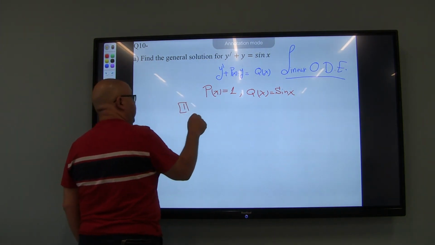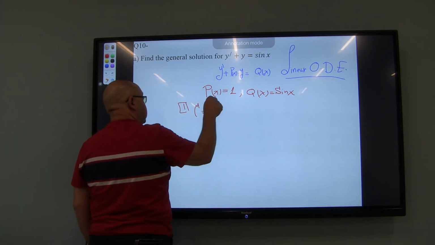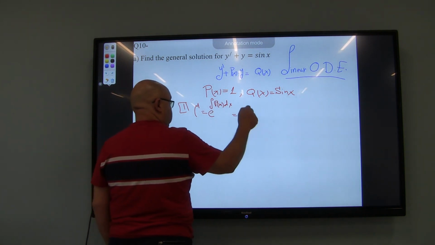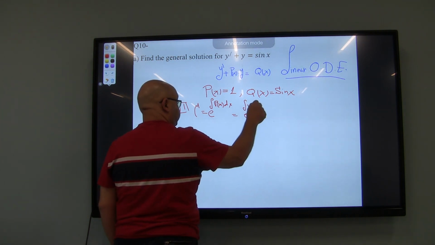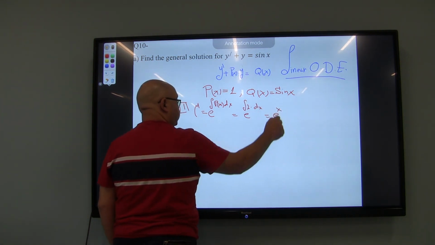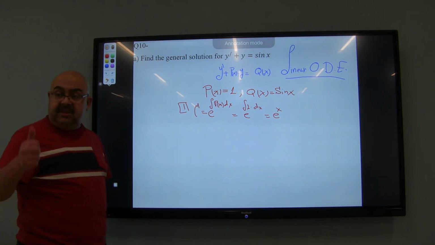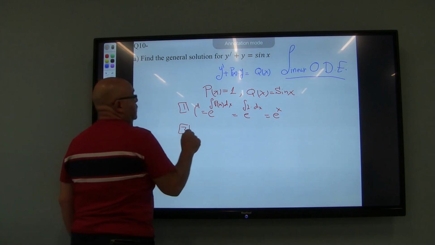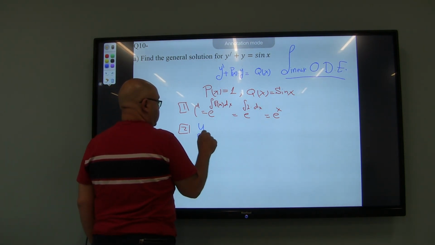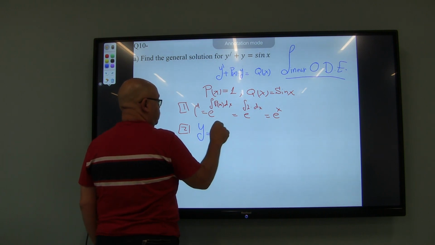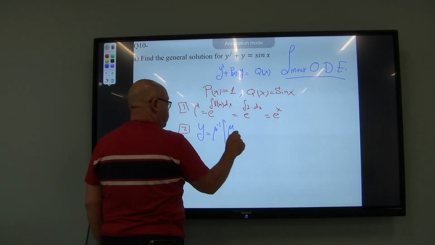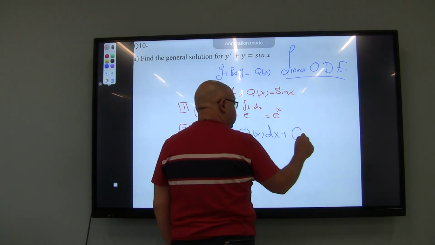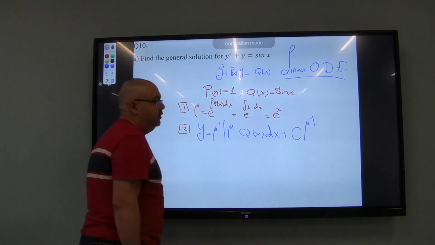First step, I will have to get mu, which is e to the power of the integral of a b of x dx. Integration of 1 times dx is going to be e to the power of x. Second step, the solution. You already know the solution. It's going to be simply y equal to mu to the power of minus 1 times the integral of mu times q of x with respect to x, plus c times mu to the power of negative 1.